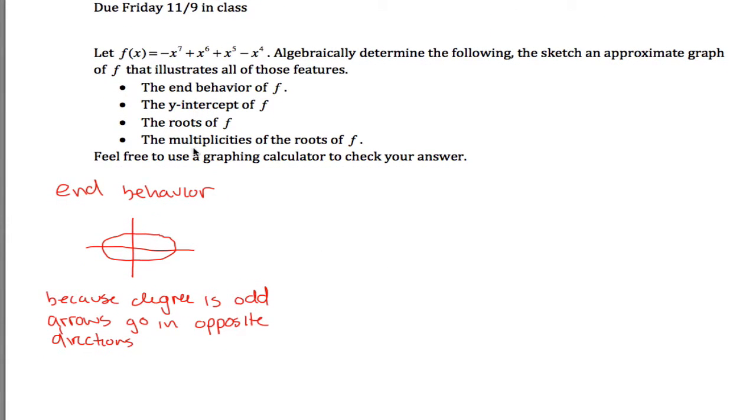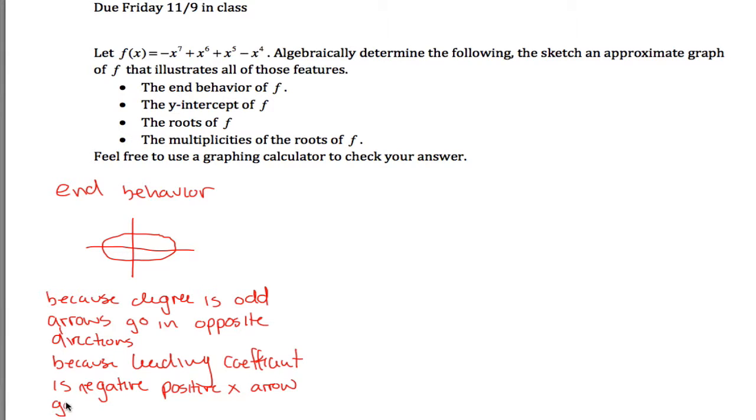The other thing we have to look at is the leading coefficient, because the leading coefficient is negative. That's this -1 right here. The positive x arrow goes down. In other words, what I'm trying to say is it's going to look like this. On this side, it's going to go down, and on this side, it's going to go up.